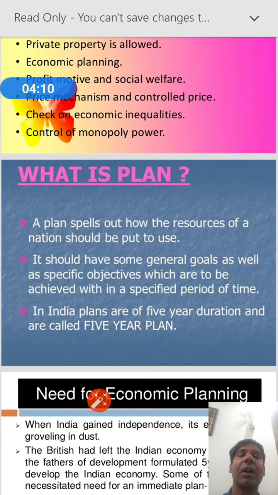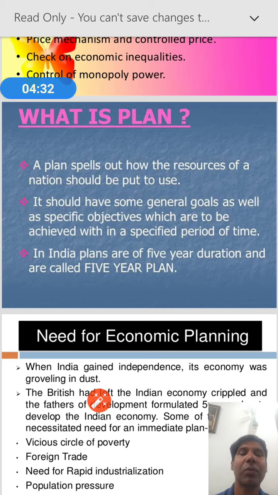The plan means that the resources of a nation should be put to use. How can we utilize the resources in the country? That is known as a plan. What is an effective plan? An effective plan means a plan which can be utilized effectively in the country.